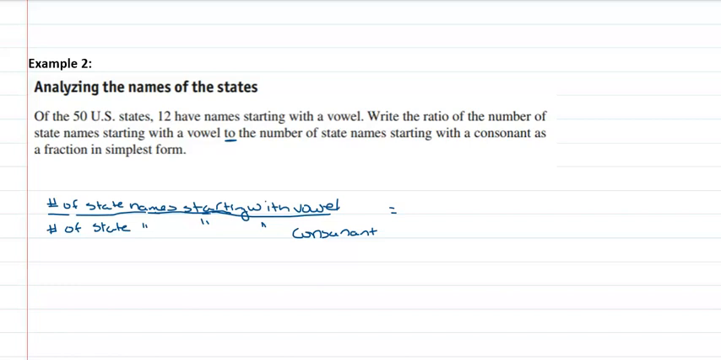Okay, so it says 12 start with a vowel. We have 50 states, so that means 38 of them must start with a consonant. That's 50 minus 12. Okay, so we're going to reduce this because they're both divisible by 2, so I get 2 times 6, and I get 2 times 19. The 2's are going to divide out, and I get 6 to 19. So the ratio of states starting with a vowel to those starting with a consonant is 6 to 19.